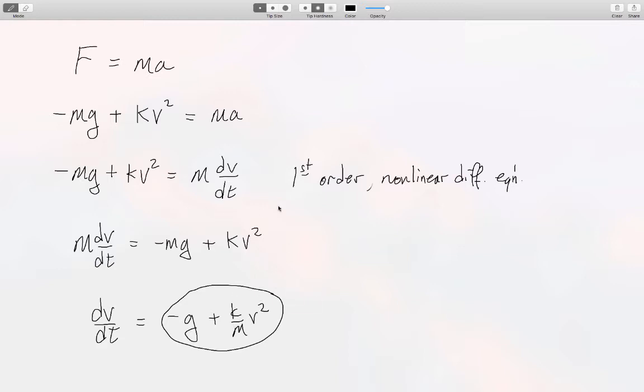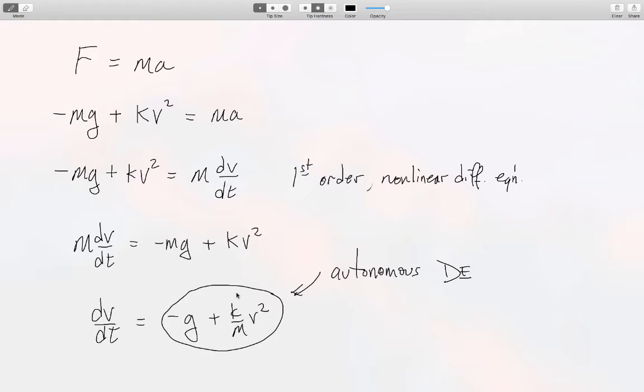So one of the first things we could do is to figure out, this is what's called an autonomous equation, and that's because g, k, and m are all constant, and the only variable on the right hand side here is v. There are no factors or terms involving t, which is the independent variable, and since it's only v and a bunch of constants, that's called an autonomous DE.